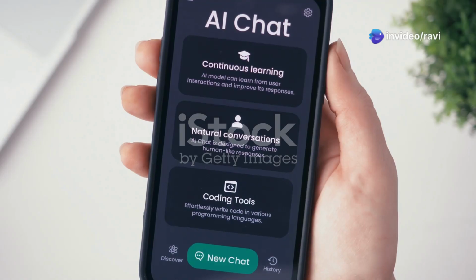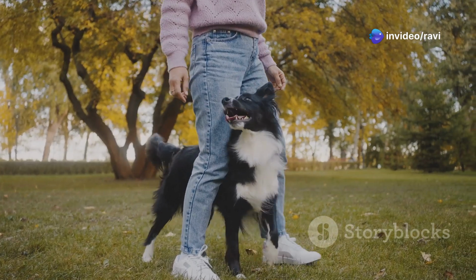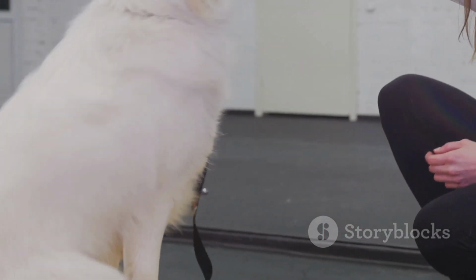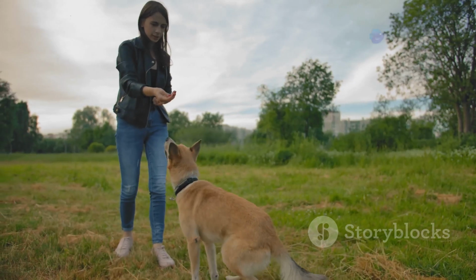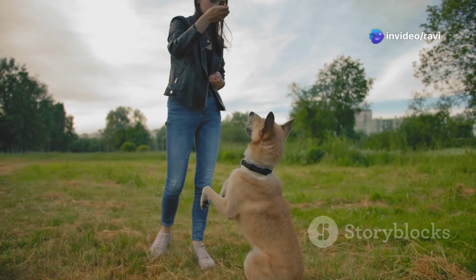Finally, let's talk about reinforcement learning, or RL for short. This one's all about learning through interaction and feedback. Imagine you're teaching a dog a new trick. You give them a treat when they do something right, and maybe a little no when they get it wrong. They're learning through trial and error, figuring out which actions lead to those tasty rewards.